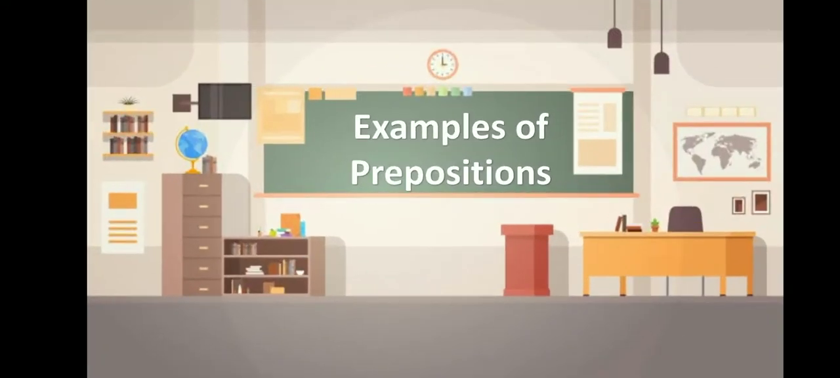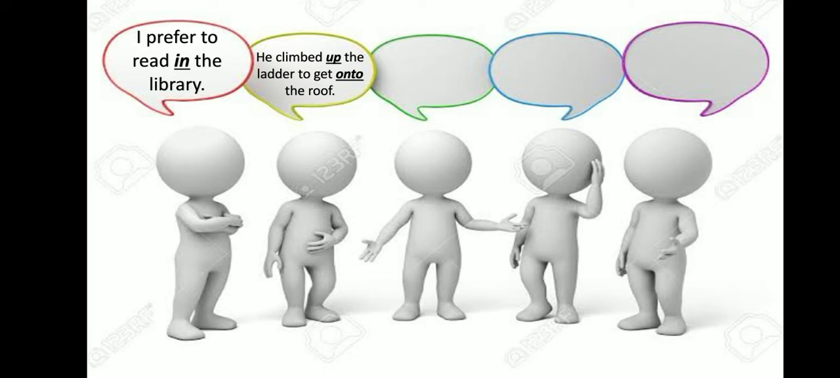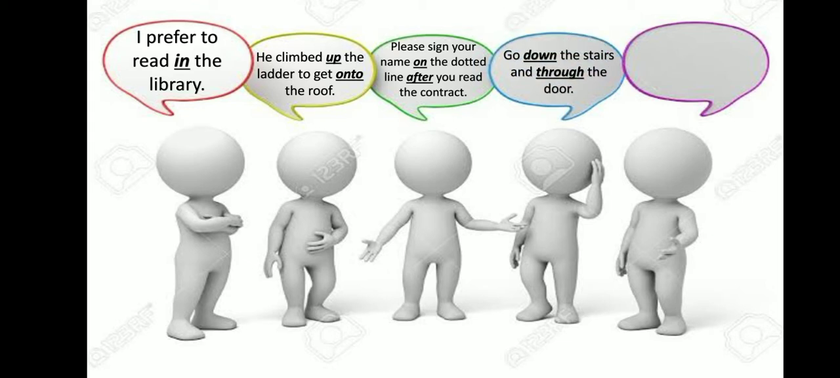Let's have some examples of prepositions. In the following sentences, examples of prepositions have been highlighted. For example, I prefer to read in the library. He climbed up the ladder to get onto the roof. Please sign your name on the dotted line after you read the contract. Go down the stairs and through the door. He swam across the pool.